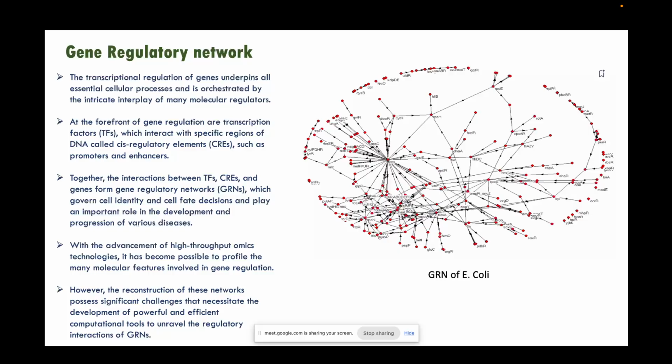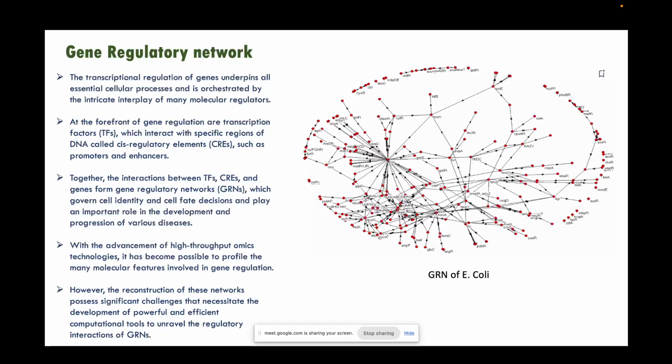So by definition, gene regulatory networks are basically networks of genes and transcription factors and other elements involved in gene expression regulation. So basically, each of these nodes in the network represents a gene or a transcription factor or some other element of the genome, and these interact with each other and regulate each other to ultimately keep the system in a stable state.